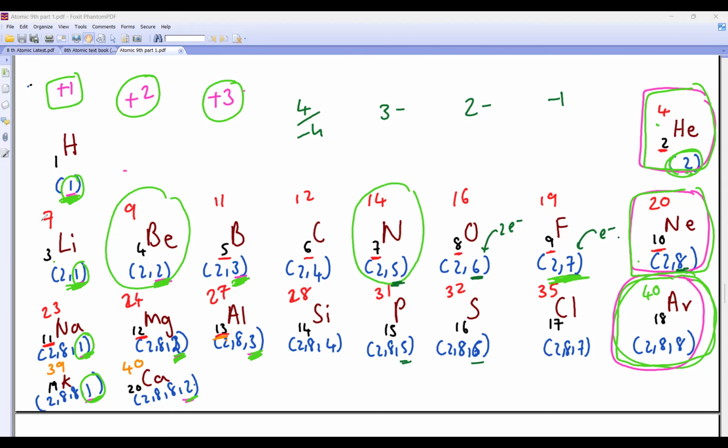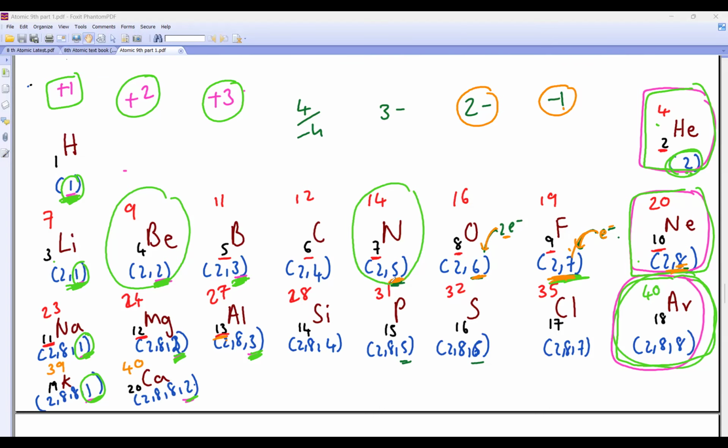Now, fluorine, can you see this fluorine? How many electrons is it gaining? Look here: 2,7. It wants to become like neon. So it will gain 1 electron, and by gaining electrons it acquires a negative charge. So what is its valency? -1. Oxygen is gaining 2 to become like neon, so its valency is 2 minus.